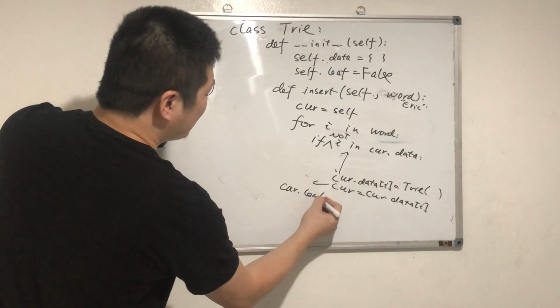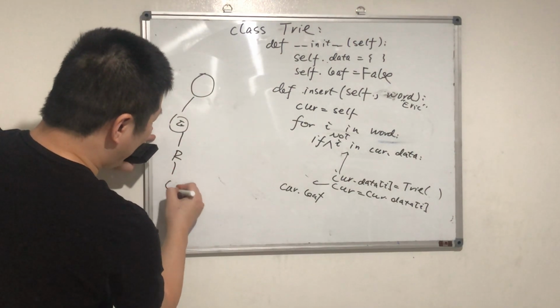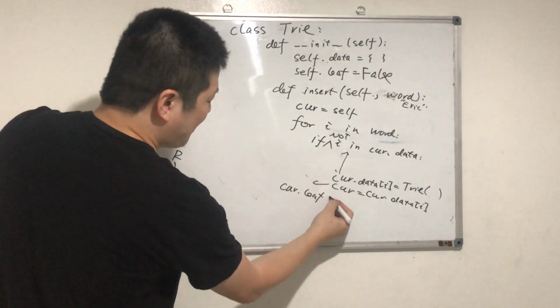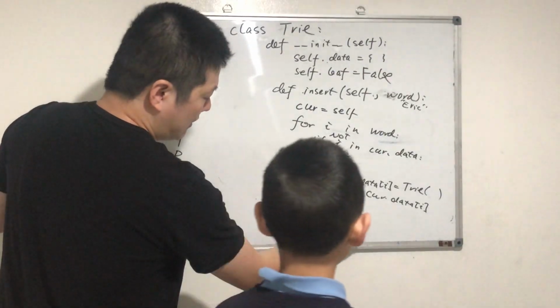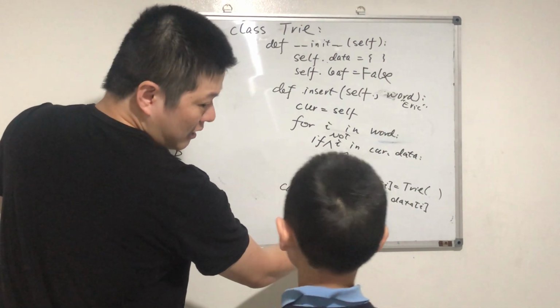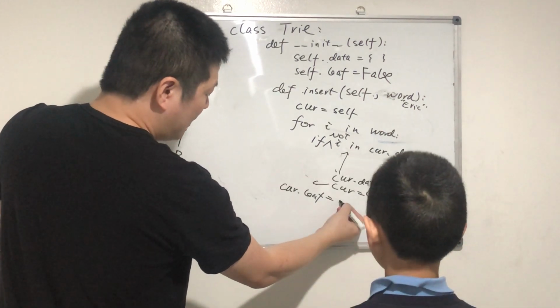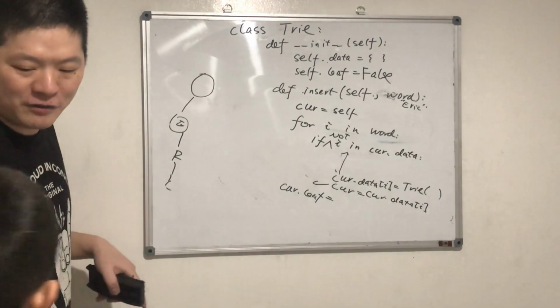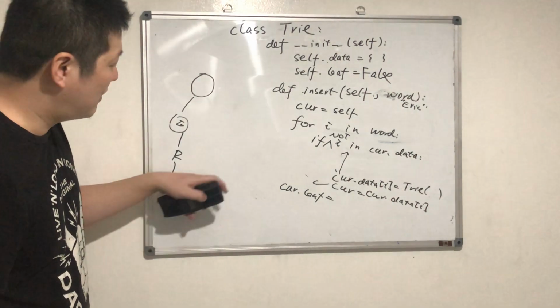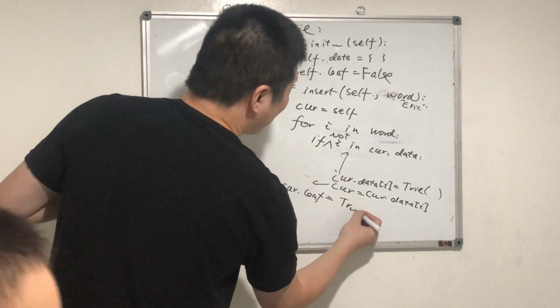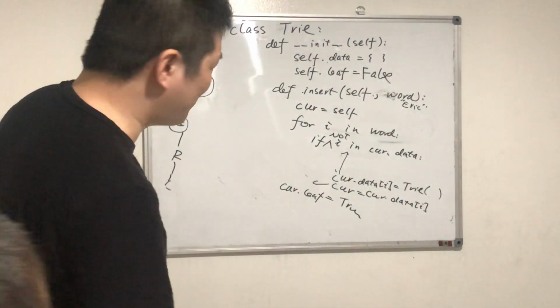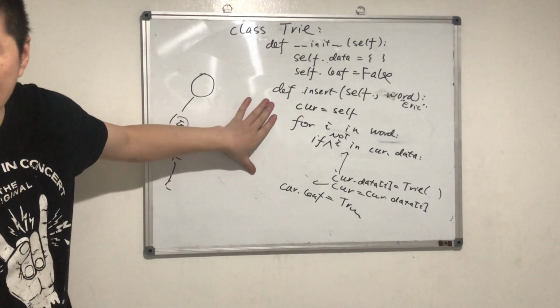Current.leaf, because we are inserting E-R-I-C, right? And then current.leaf equals what? Current.leaf equals what? This is a true or false? Leaf node. False. True, come on. At the beginning it is false. Yeah, well done. Okay, so let's say insert.